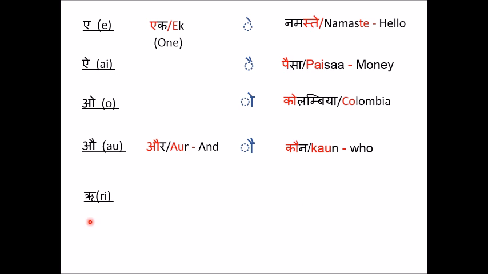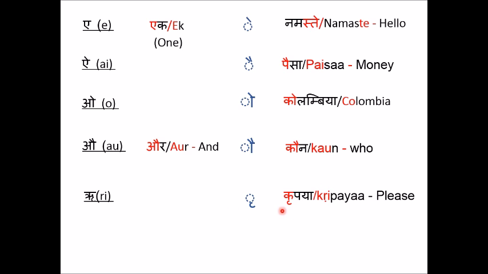Then we have the last vowel, which is called ri, and you add this vowel to the consonant by adding this symbol underneath the consonant. For example, we have again the same letter ka, and when you add this symbol underneath ka, it then becomes kri. So this word is called kripya. Kripya means please.